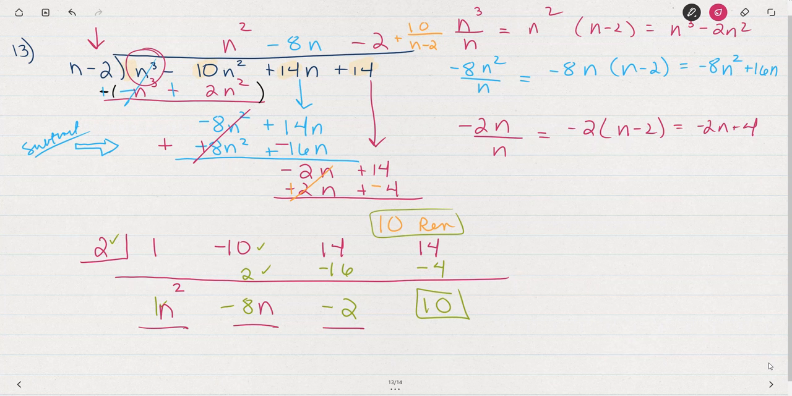I hope that that helps. Please let me know if you are confused at all on any part, and I'd be happy to give more explanation.